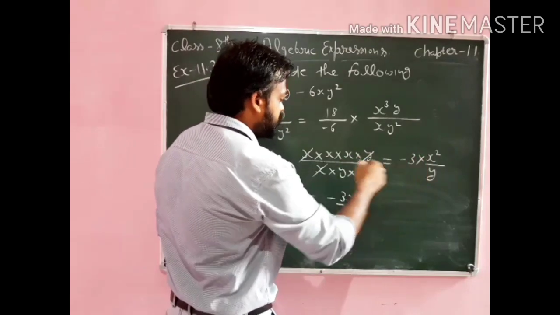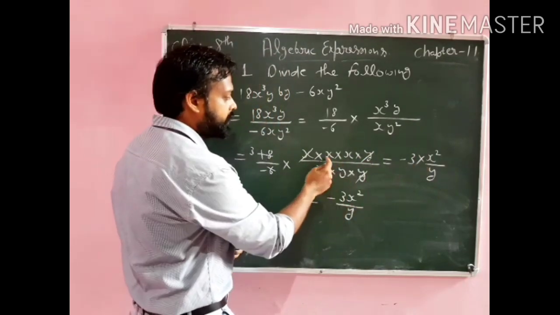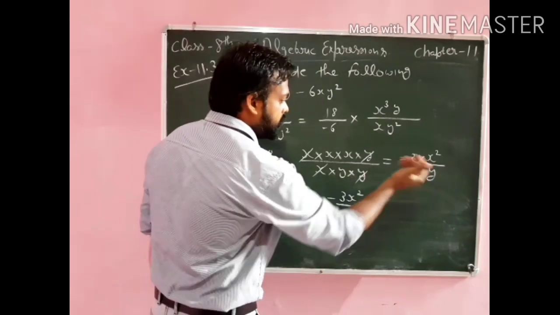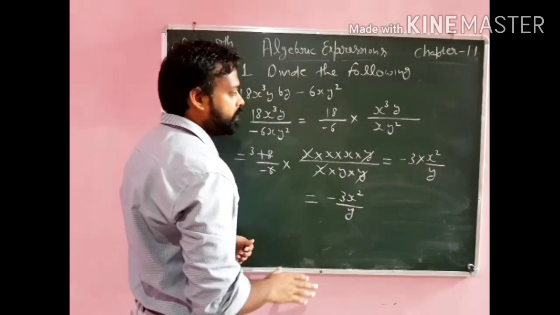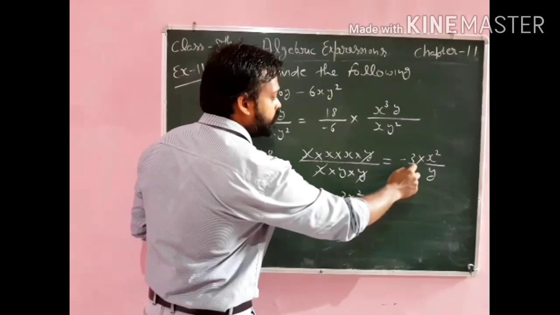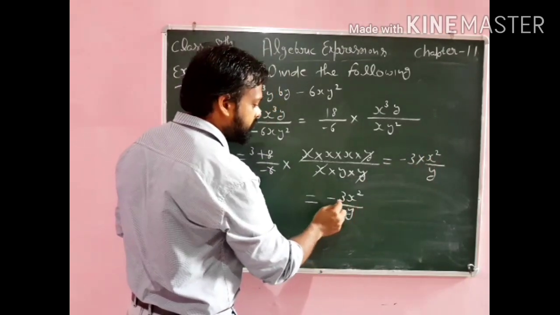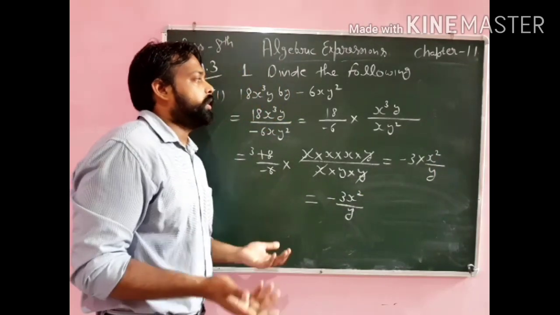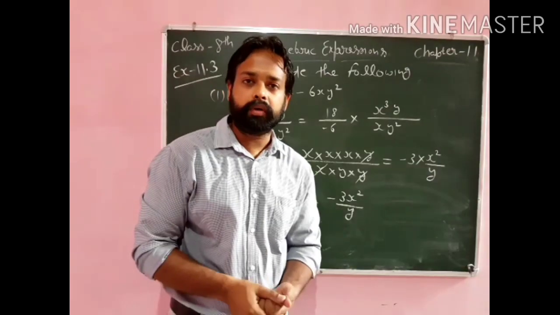Then the multiplication sign will stay as it is here. So x multiplied by x will become x square and y will remain y. So at the end of the sum you can write it as minus 3 multiplied with x square, which becomes minus 3x square over y. So this is the answer. By doing this we can divide polynomials.